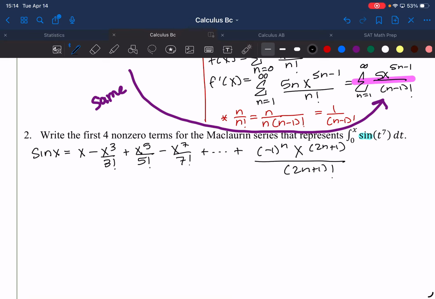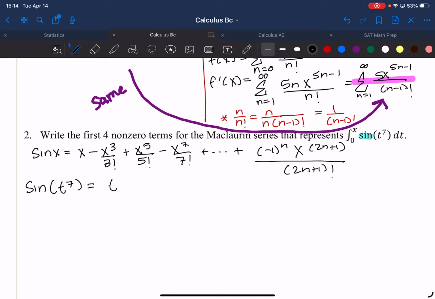Okay, and since I know sine of x, that means I can find sine of t to the 7th by plugging in t to the 7th power anywhere I see an x. So sine of t to the 7th, and when I plug this in, I'm going to go ahead and simplify the exponents as I plug it in.